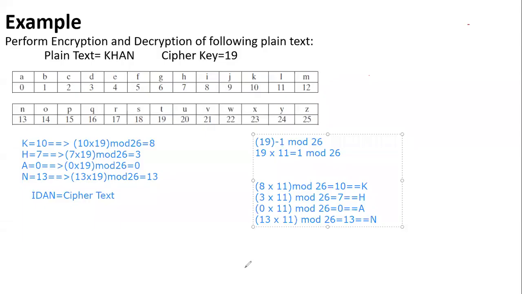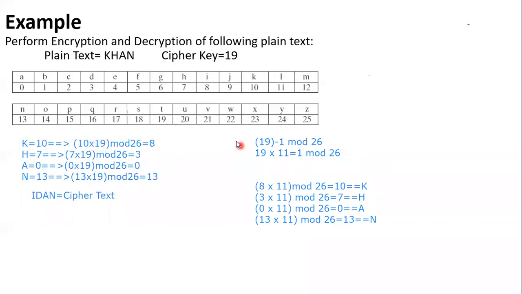So students, after the calculation, we have seen that Khan is actually 10, 7, 0, and 13. We have multiplied it with the key that is already given, that is 19. After the calculation, the resultant numbers are 8, 3, 0, 13. That is IDAN in the ciphertext. In the encryption part, we just have to multiply the plain text with the secret key.